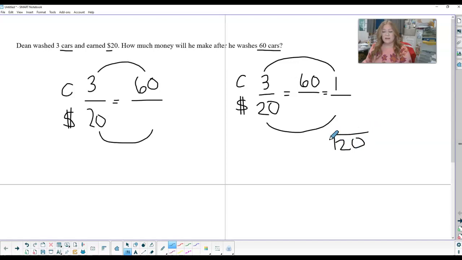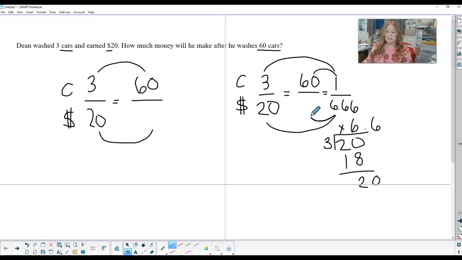So 20 divided by 3 goes in there, 3, 6, 9, 12, 15, 18. So 6 times, which is 18 with 2 left over. I'm going to make it a decimal. 3 goes into 20 six times. This is just going to go on forever. So we're just going to say 6.66. And then to get from 1 to 60, I times by 60 and I times by 60. So there's another way I could do it.